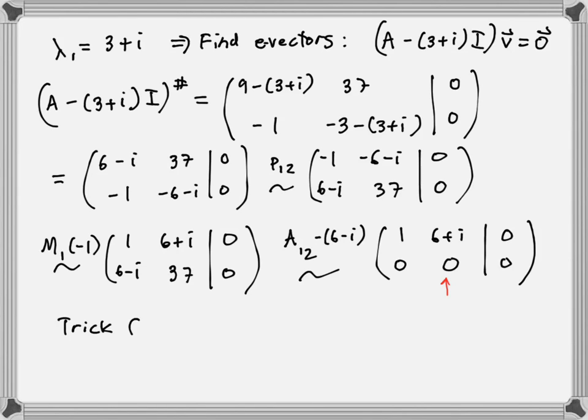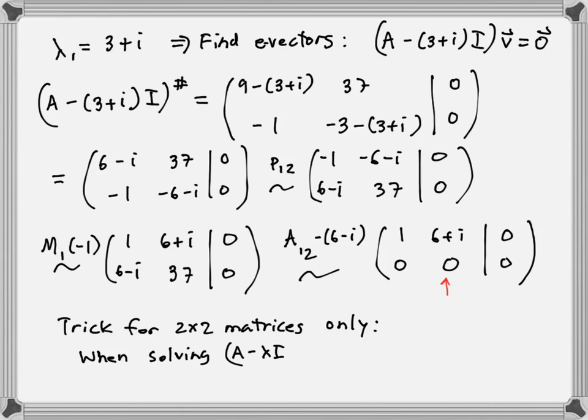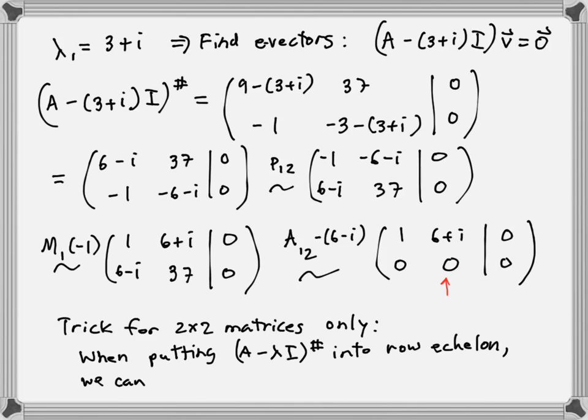Trick for 2 by 2 matrices only. When putting A minus lambda I augmented into row echelon, we can immediately make the bottom row all zeros to save time.